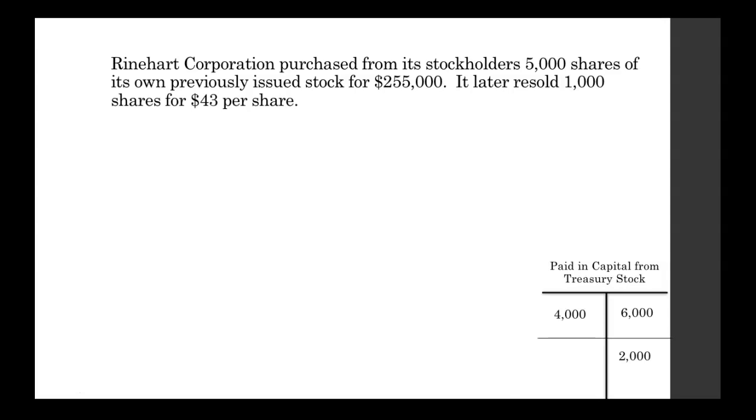So now we are selling 1,000 shares for $43 per share. So Rinehart Corporation, we are still getting cash. Our cash is still going to increase in this problem, so we will debit cash. And why are we getting cash? Because we're selling treasury stock. So we'll debit cash and credit treasury stock. Now let's figure out the numbers for those two. So for cash, we're going to take the 1,000 shares that we're selling and multiply it by the $43 per share price that we're selling them for. So 1,000 times 43 gets you 43,000. So we'll debit our cash for 43,000.